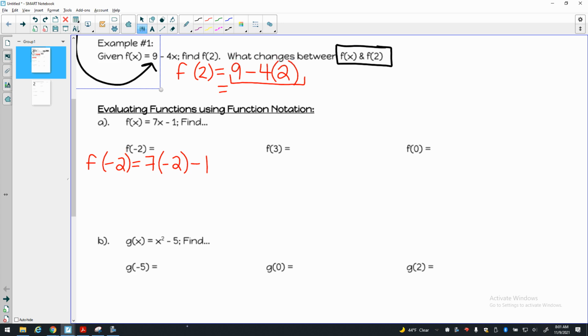Now, you cannot put f of negative 2 equals 7 parentheses negative 2 minus 1. That's where you got to be careful. If you're going to put it in, look at the previous example. Did I underline this whole thing? What did I only underline? This. If you're going to evaluate it as is, you can only put the numbers into decimals.